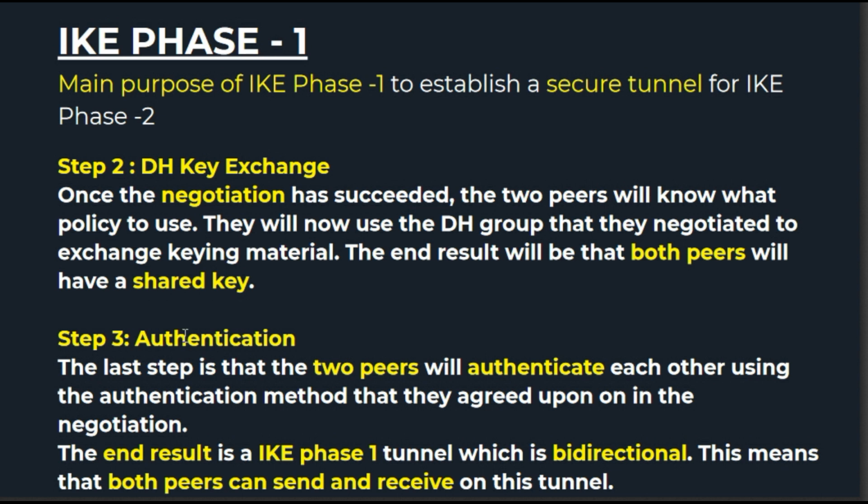Step 3, authentication. This is the last step, where the two peers will authenticate each other using the authentication method that they agreed upon in the negotiation. When the authentication succeeds, we have completed IKE Phase 1. The end result is an IKE Phase 1 tunnel, which is bidirectional. This means both peers can send or receive on this tunnel.